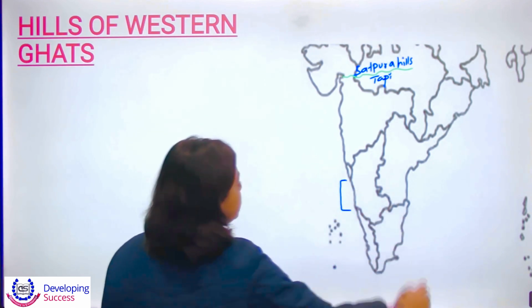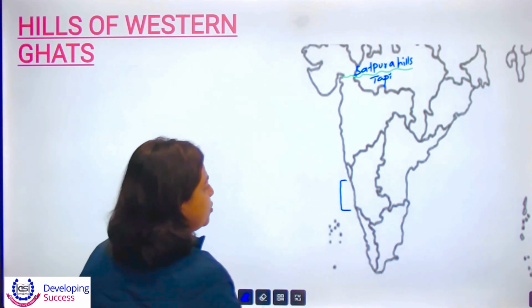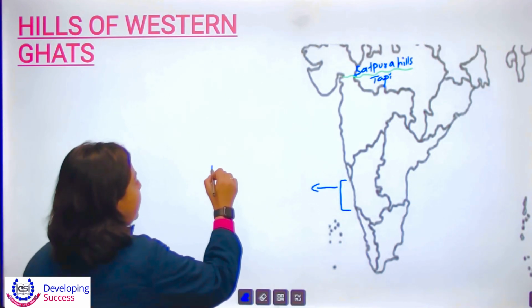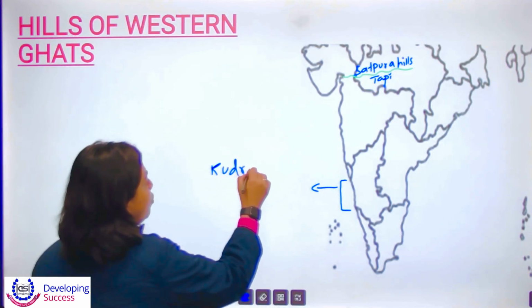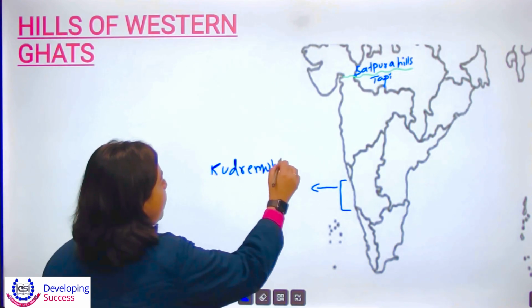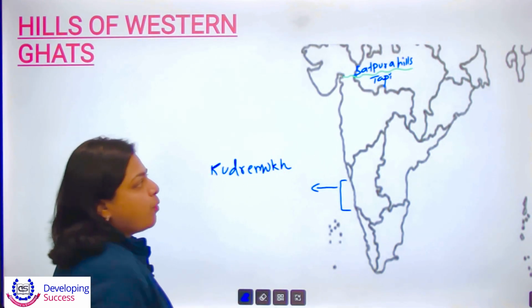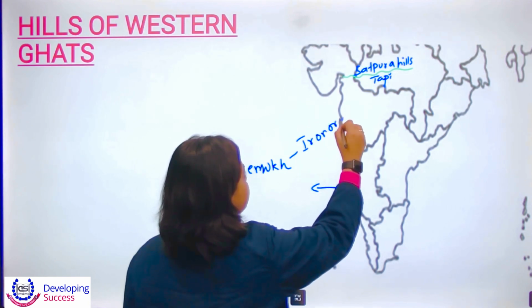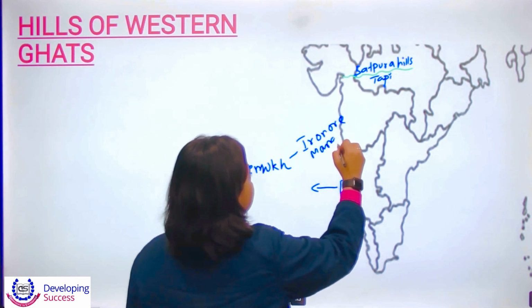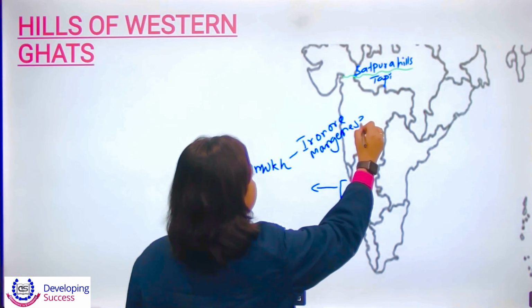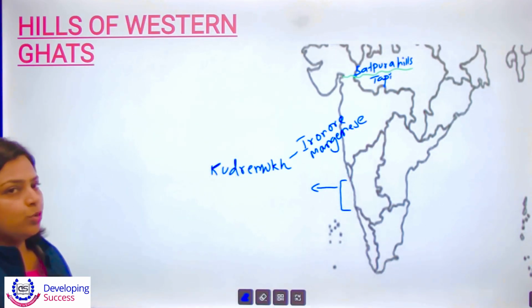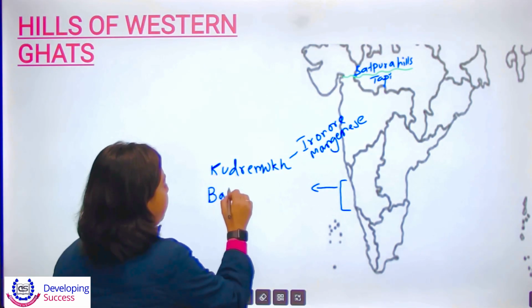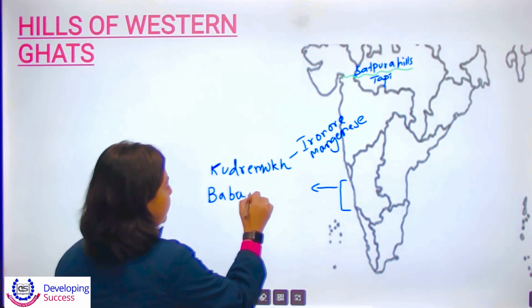Okay, so this is the central part of Sahyadris. In the central part of Sahyadris in Karnataka, we have hills like Kudremukh. You must have heard about it. Kudremukh is very important for iron ore and manganese. These are the two minerals which are also found in the Western Ghats, iron ore and manganese in the Kudremukh hills. Other than Kudremukh hills, we have Baba Budan hills.